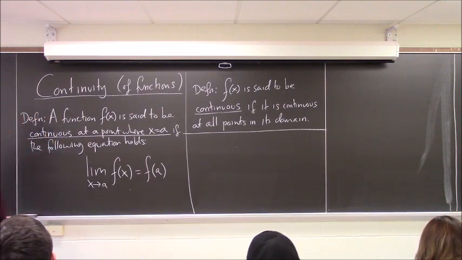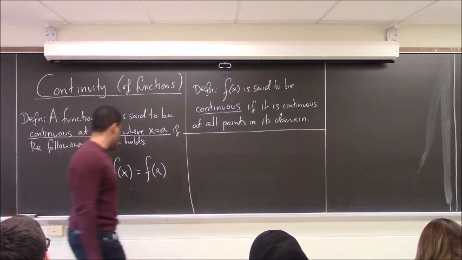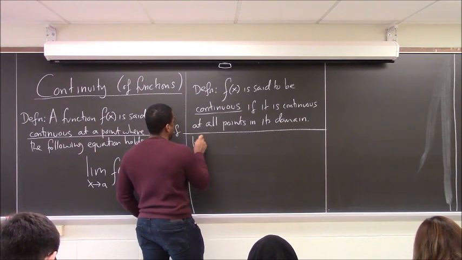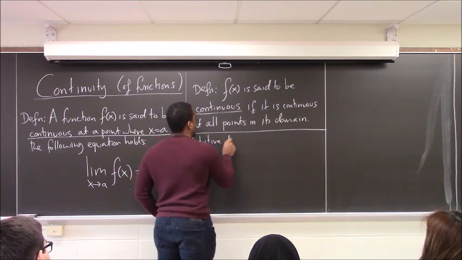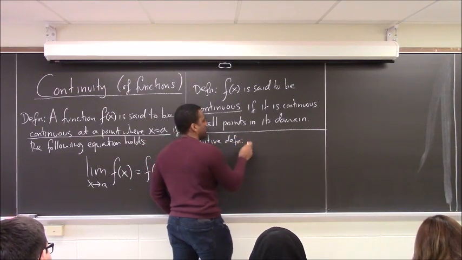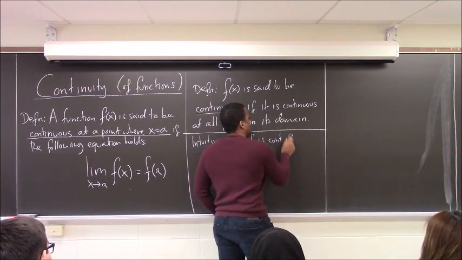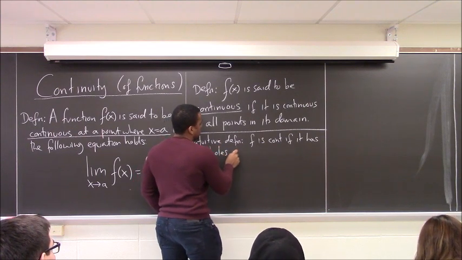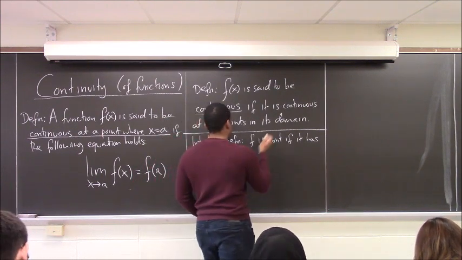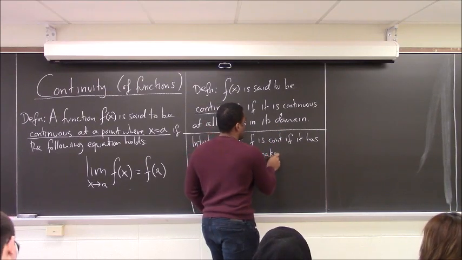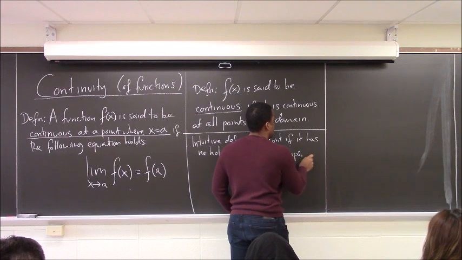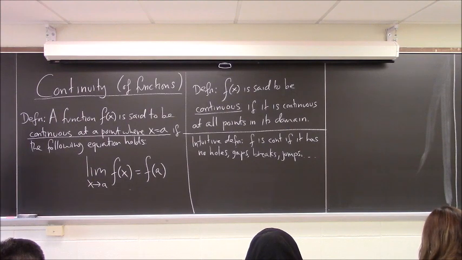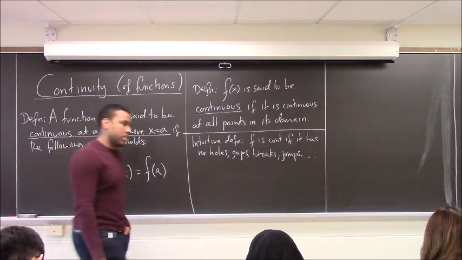So here's what that equation breaks down to. It's a very simple and short equation, but it has a lot of meaning behind it. Intuitively, f is continuous if it has no holes, gaps, breaks, or jumps. Basically, if you can graph the function by hand, you can do so without lifting your pencil off the page. That's the idea.